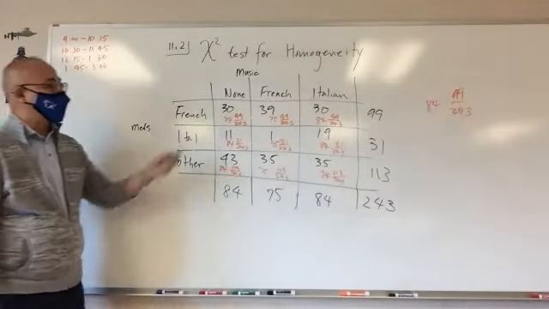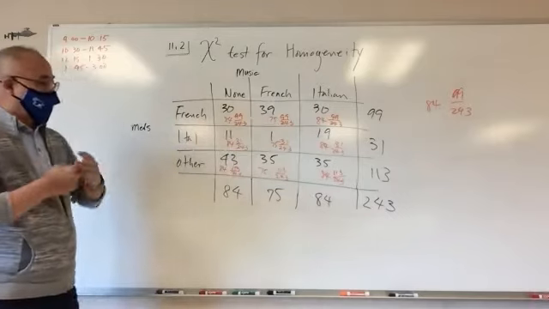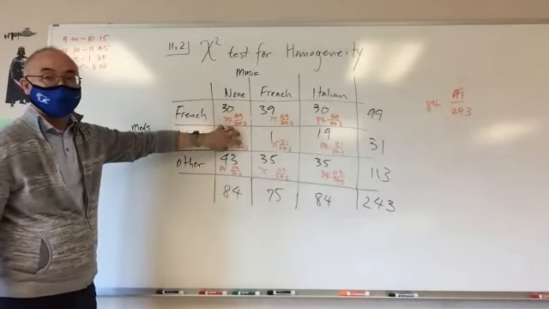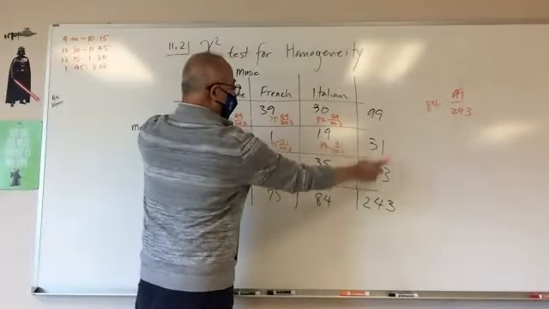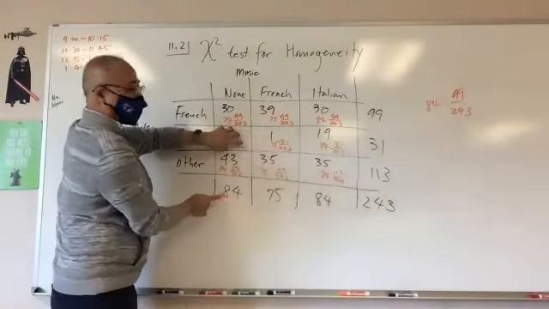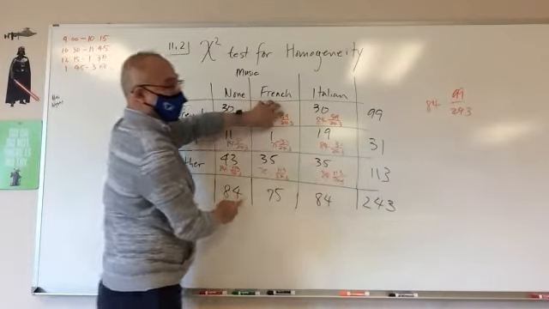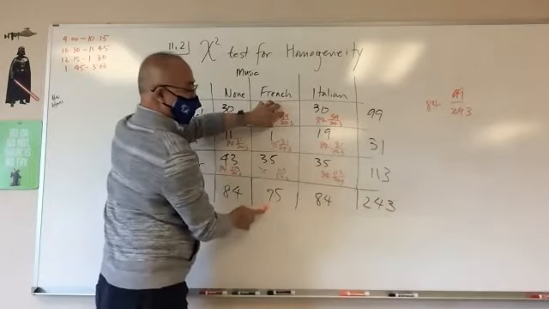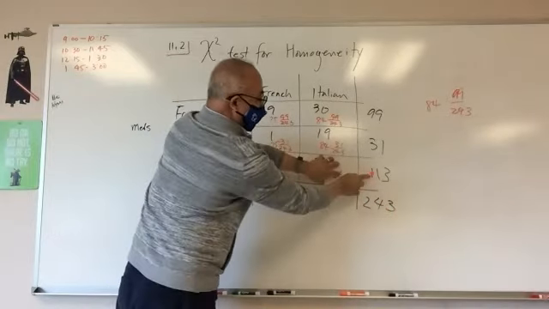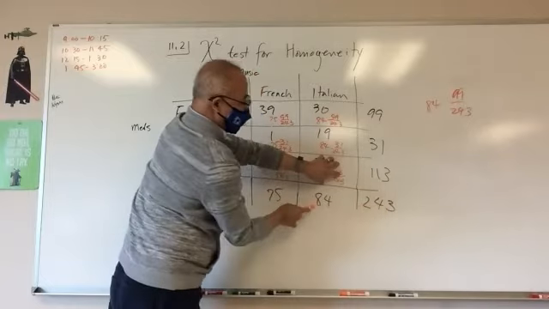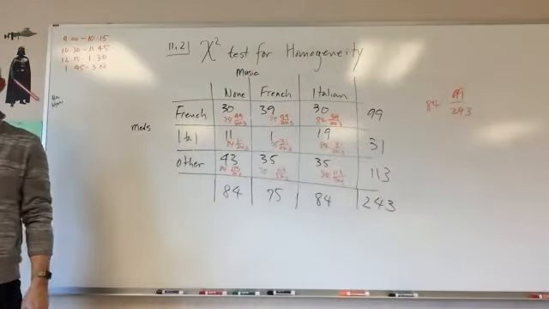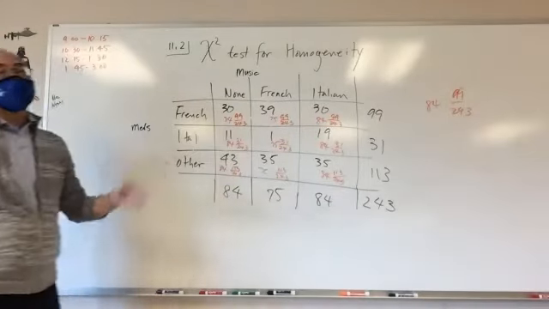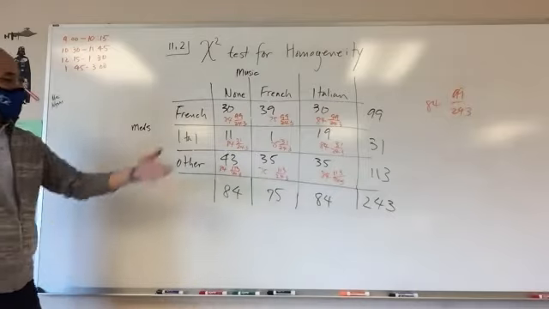Okay, in other words, for whatever box I'm looking at, I'm going to take this guy divided by this guy, multiplied by this guy. This guy is this guy divided by this guy times this guy. This guy is this guy divided by this guy times this guy. That make sense? Okay. So this is how you would calculate the expected value. You're going to do the expected values.